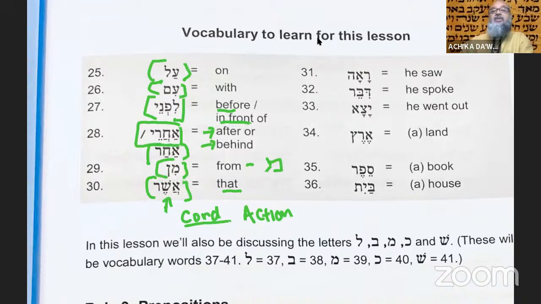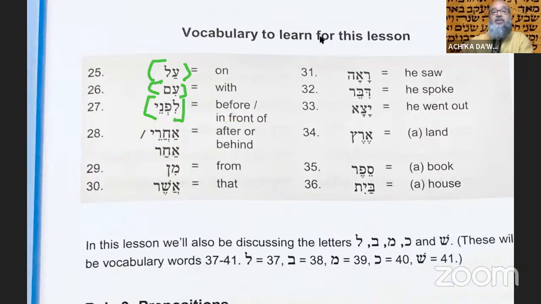And then so after they give you these prepositions on the side that we just went over, on 25 through 30, on this side over here, you're going to get more nouns, okay, and some verbs, okay? So ra'ah is a verb.